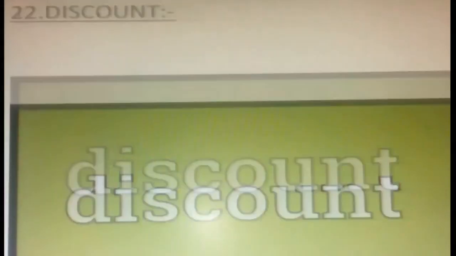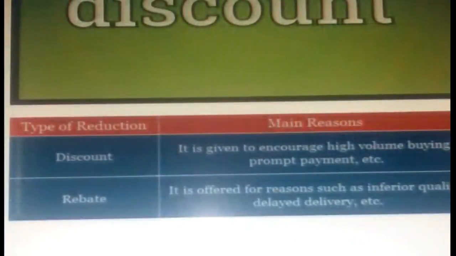Now discount. You know discount very well, correct? It's a very practical term. Everyone knows discount nowadays. What's the meaning of discount? It is given to encourage high volume buying and prompt payment. For example, if you pay 1,000 rupees immediately for any product, they will give a 10% discount. You immediately paid the money, that's the discount. So they encourage you to buy more.